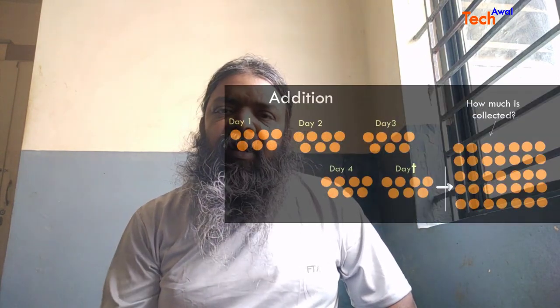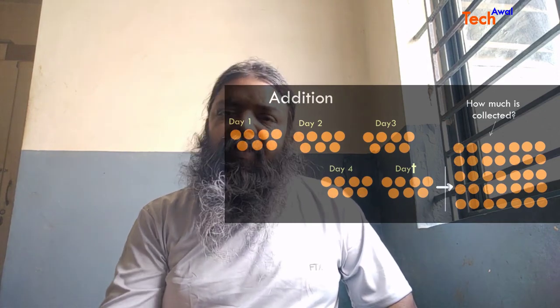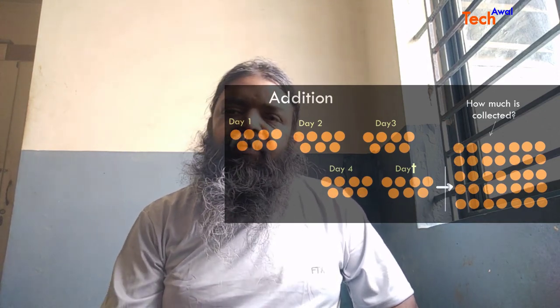Okay, so I add 7 oranges per day. What about after T days? How much orange do I collect? 7 into T. Every day 7, 7 plus 7 plus 7 plus 7. If it is 10 days, it is 70. If it is T days, 7 into T. So first is addition, 7 plus 7 plus 7, 10 times.